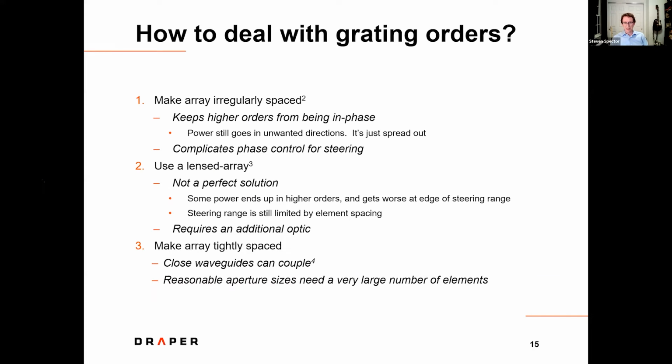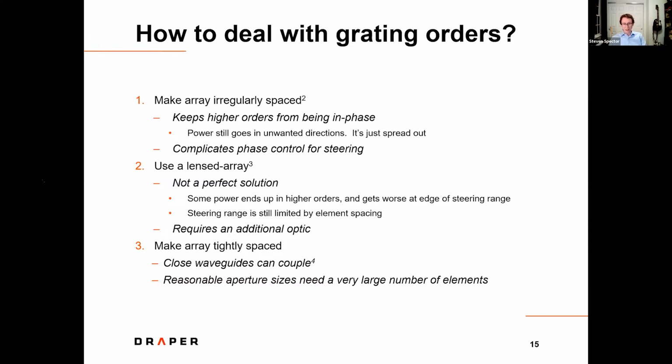So how do you deal with these grating orders? Well, one thing people have done is they've made the array irregularly spaced. So this means that you don't get everything adding up in one direction as you add a wavelength. Instead, it adds up in random directions. So this keeps those higher orders from being in phase. Power still goes in unwanted directions, though, it's just spread out. It also complicates the phase control a bit because every element has a different spacing, so every element has its own phase it needs to point in the right direction.